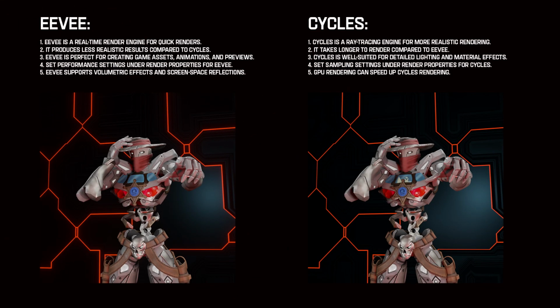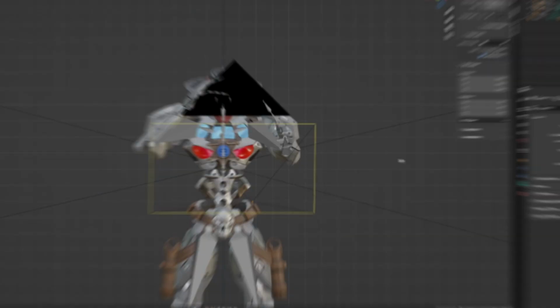Finally, it's time to render your mech. Blender offers 2 render engines, Eevee and Cycles. Eevee is a real-time engine that's great for quick renders, while Cycles is a ray tracing engine that produces more realistic results but takes longer to render. Choose the one that best suits your needs.